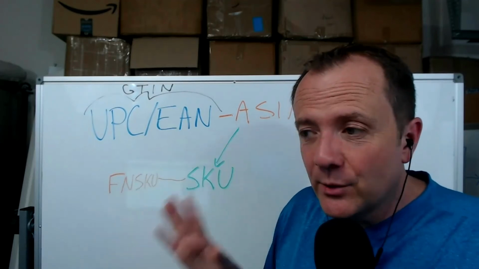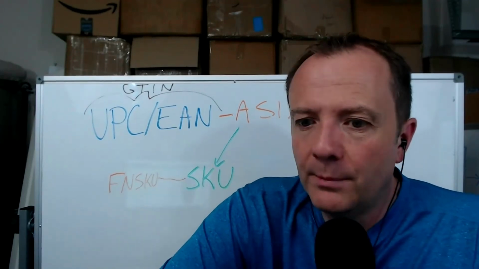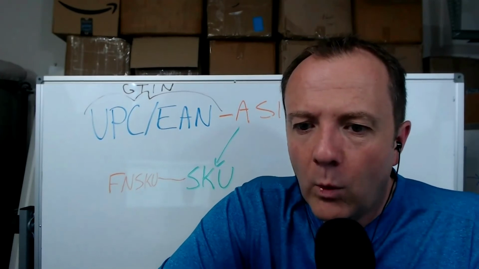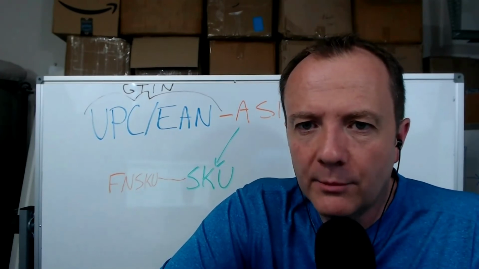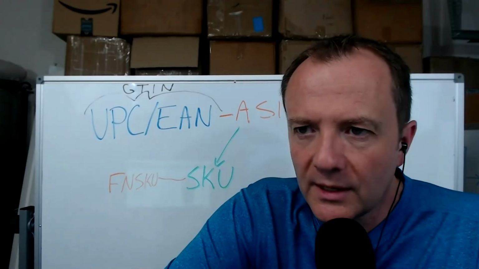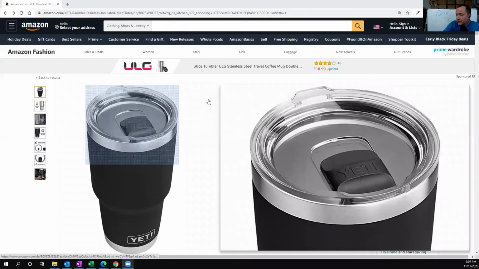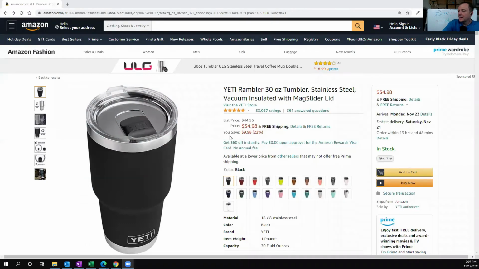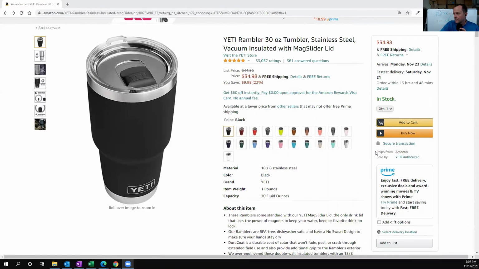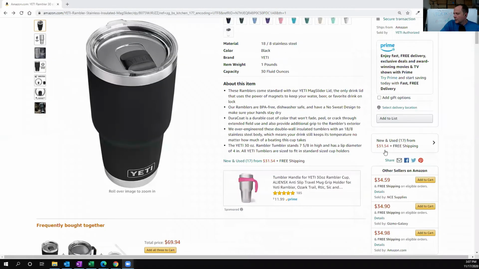So let's get into an example that I wanted to pull up here real quick. I'm going to show you an example of a product that's for sale on Amazon, this Yeti mug. I'm using a brand name product on purpose because there are multiple people selling it. If I scroll down here, you can see there are 17 offers for this product, new and used.